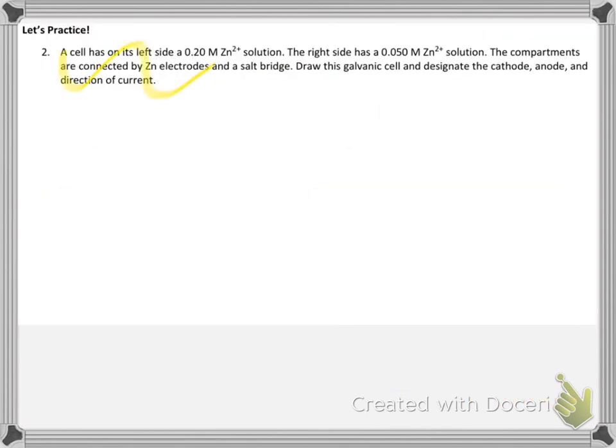So let's see, can you design a galvanic cell using a 0.2 molar zinc 2+ solution and a 0.05 molar zinc 2+ solution? Go ahead and draw this out and then label all of these things. And when you're ready to check, unpause the video.